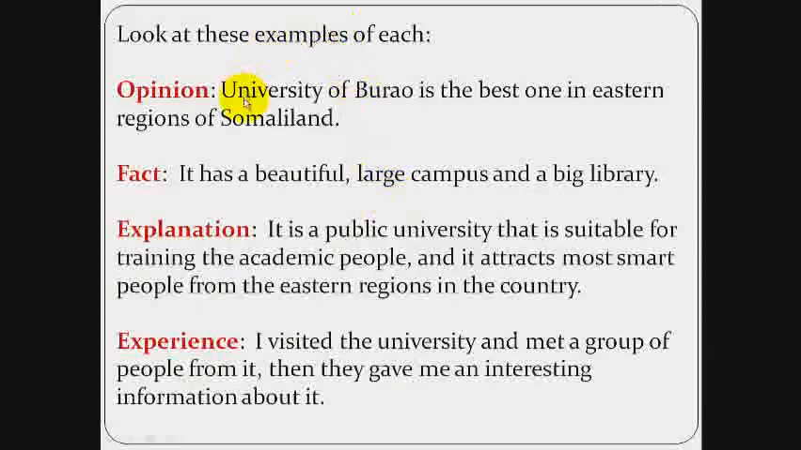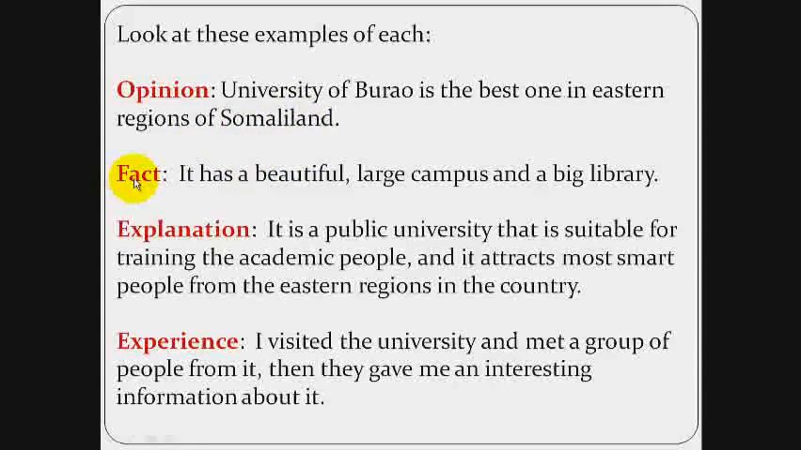In here we have another example. It is an opinion paragraph. So now we have the topic sentence. So the point of view of the writer of this statement is saying, University of Burqa is the best one in eastern regions of Somaliland. Okay, this is a point of view of a person. You may agree or you may disagree, but look at what he did.